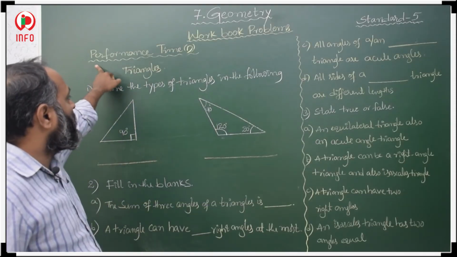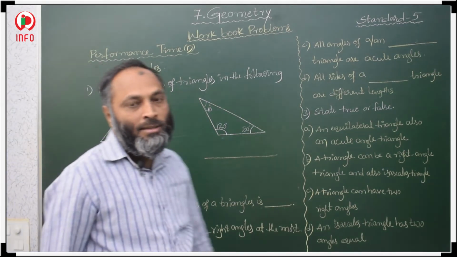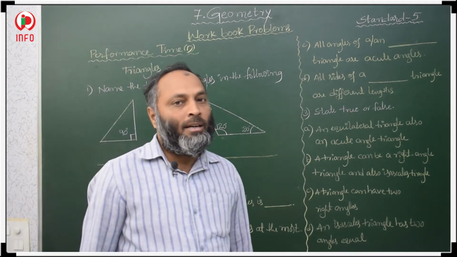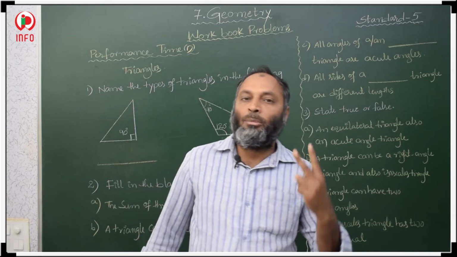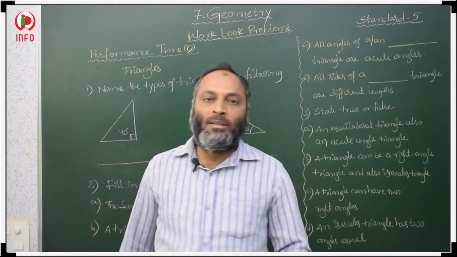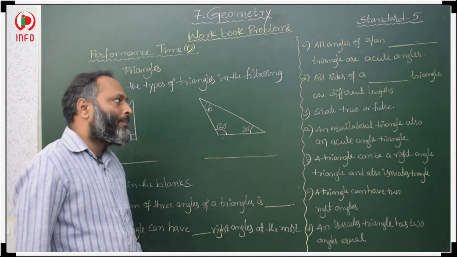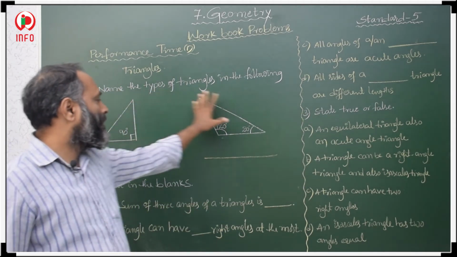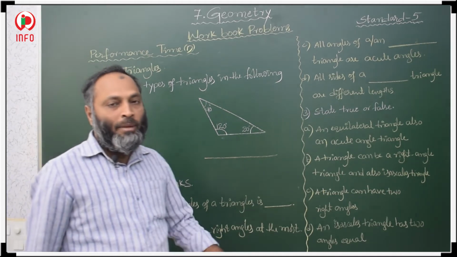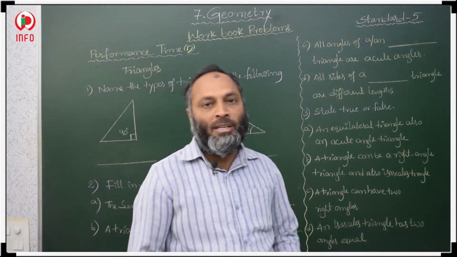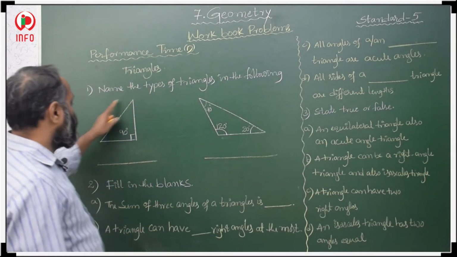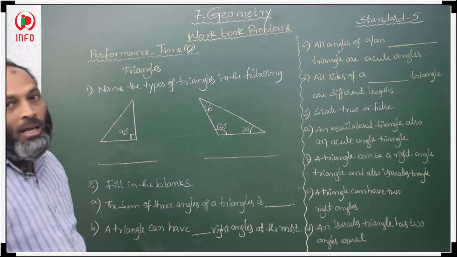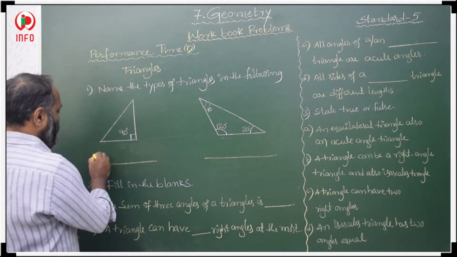Now in performance time D, the questions are based on triangles and triangle properties, types of triangles based on sides, based on angles, and properties. Two properties we discussed, first property and second property. The questions are based on all these concepts. The first one. Name the type of triangles in the following. Here 2 pictures are given. These pictures are based on angles. Based on angles, we have to write which type of triangle it is. Here in this triangle, one of the angles is 90 degrees. So it is a right angle triangle.